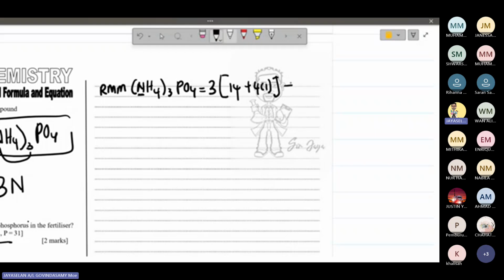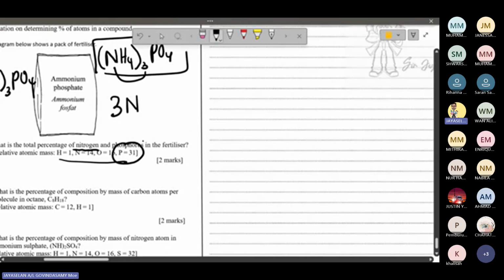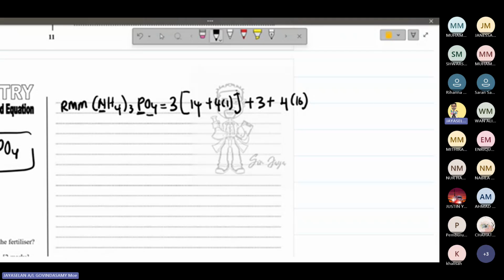Okay, plus phosphorus ada satu kan? Tengok berapa? Phosphorus 31. So phosphorus you put here 31. Oxygen ada 4 kan? 4 darab 16. You find the answer. Any question? No question. So I will do 2.